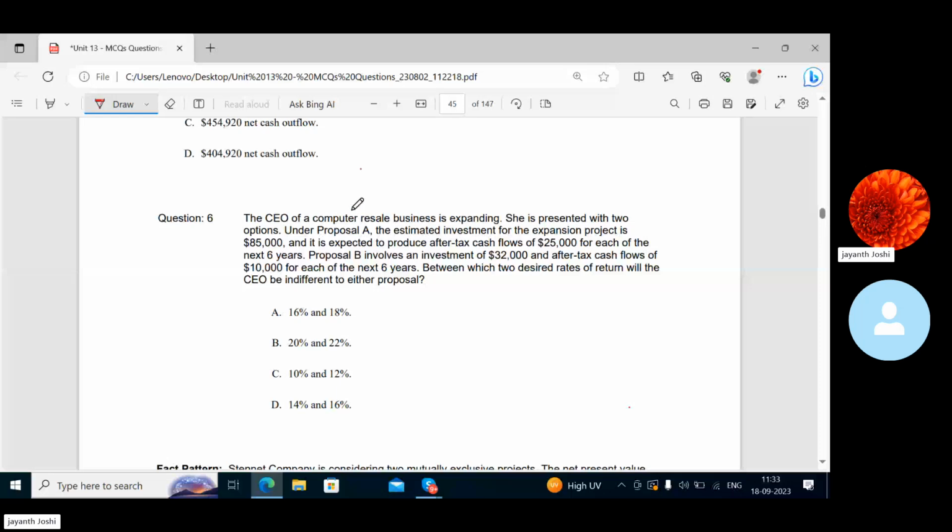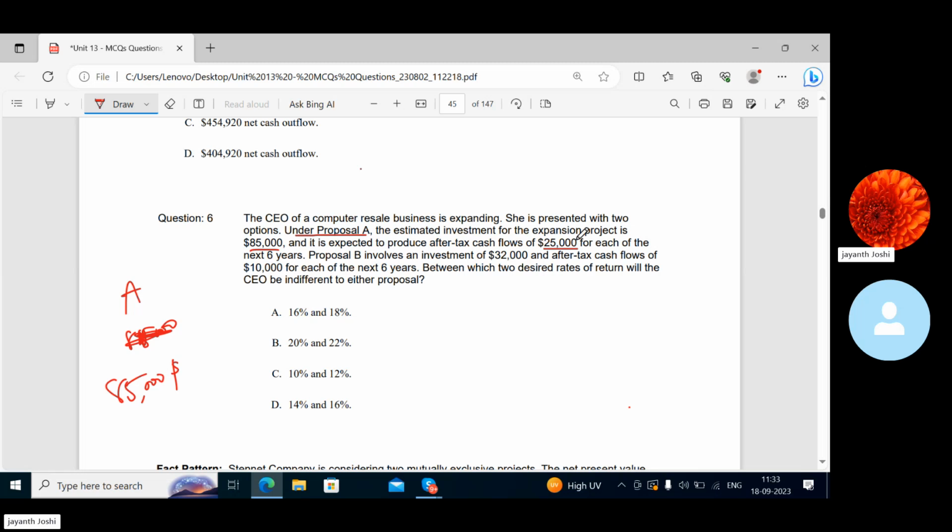The CEO of a computer resale business is expanding. So they want to expand. She is presented with two options. Under proposal A, the estimated investment for the expansion project is $85,000. It is expected to produce after-tax cash flows of $25,000 for each of the next 6 years.